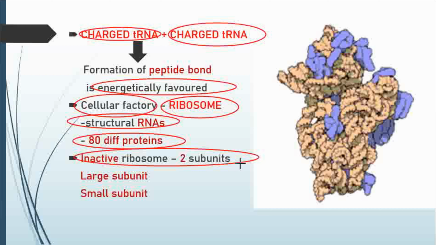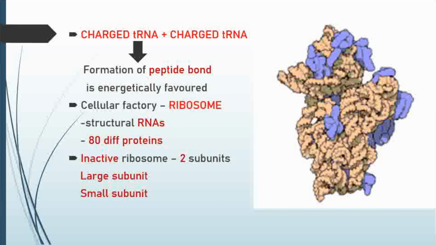So in the inactive state, when this process, translation, is not happening, it exists as two subunits: one is the large subunit, and the other is the small subunit. So in this picture, if you see, this is the molecular structure of a 30S subunit. They call these ribosomal subunits 30S. This picture is the molecular structure of a 30S subunit from the organism Thermus thermophilus.